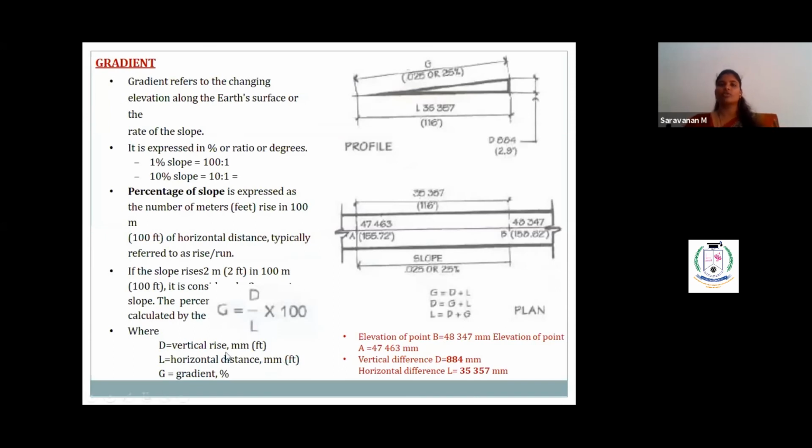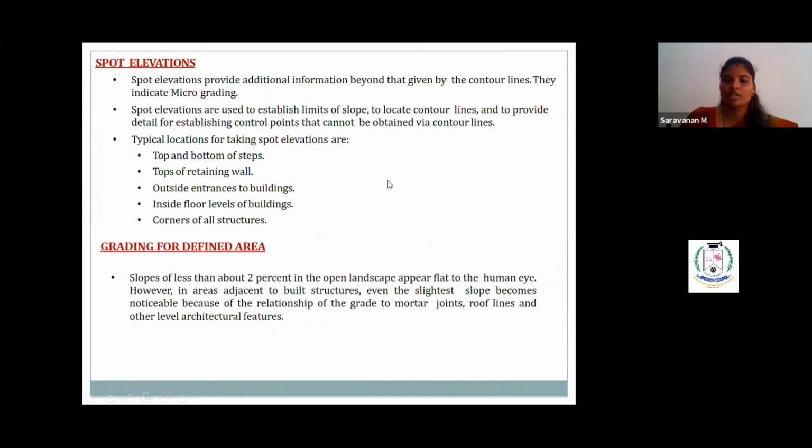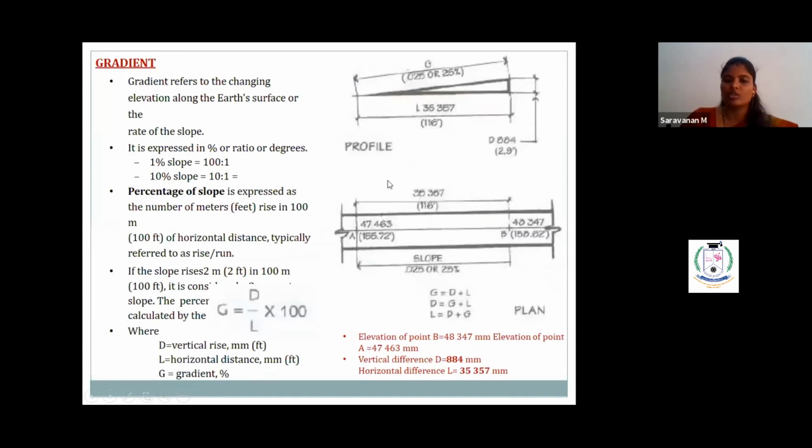When it comes to gradient, you actually have a formula to know what percentage of slope you have. I'll tell you how to find out this slope. Basically, you have a formula which is G = D / L × 100. Your G is the gradient percentage, your D is the vertical rise, and your L is the horizontal distance. So you're going to find out the G.